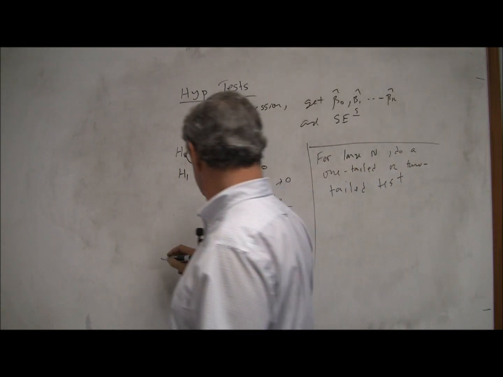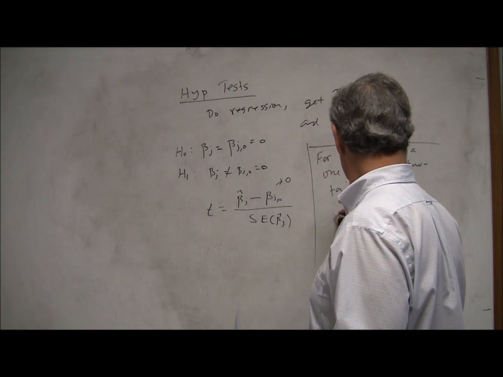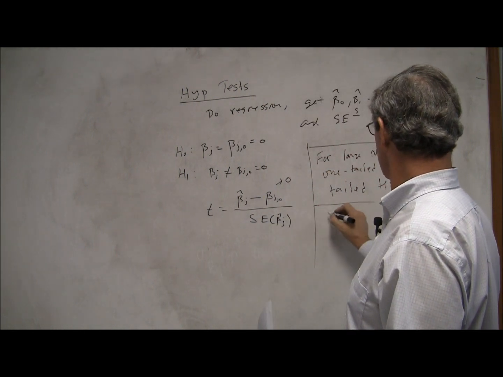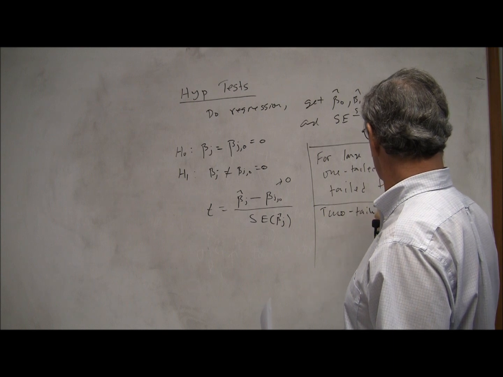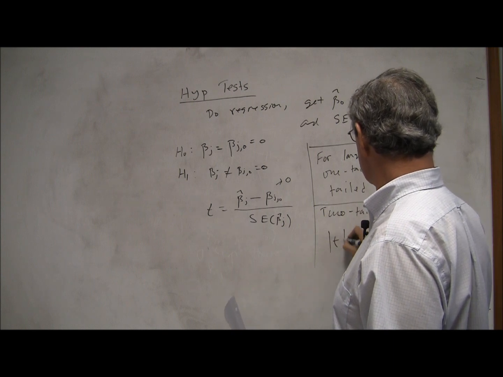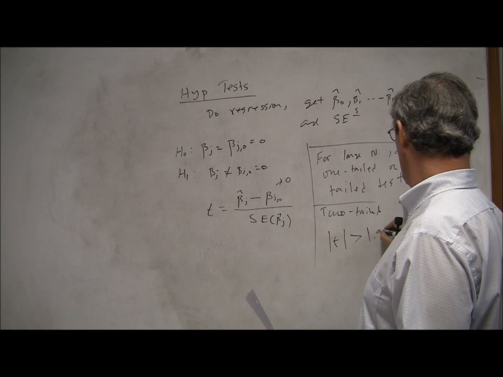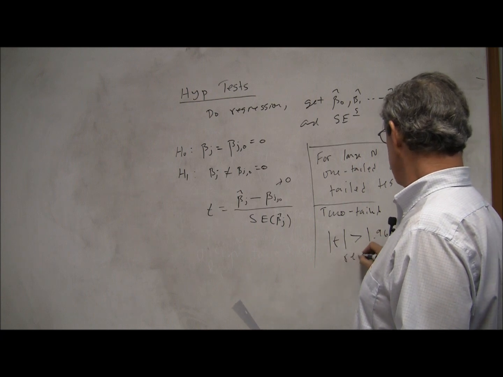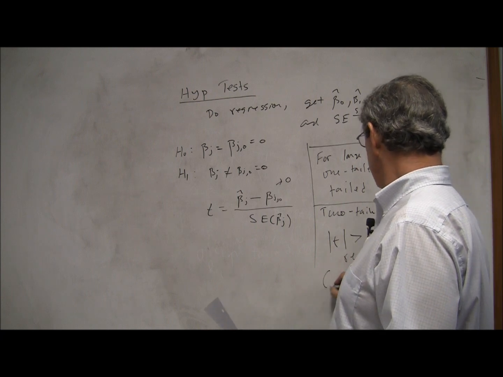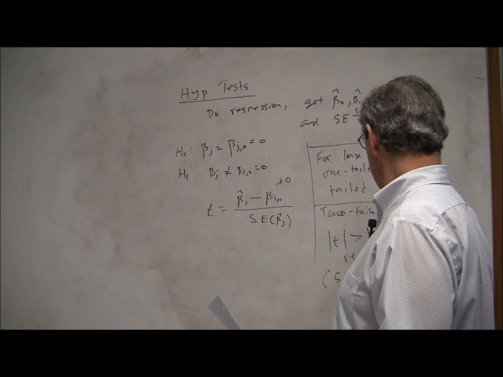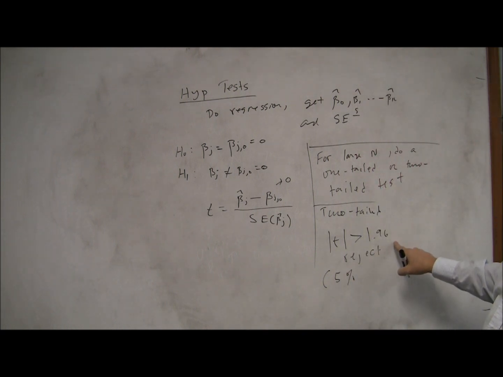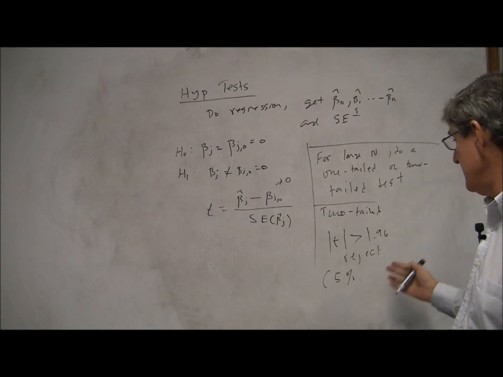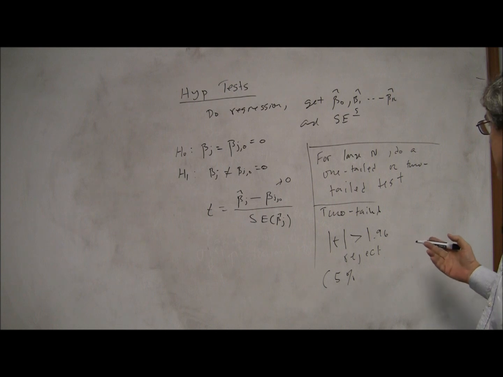And if, for the two-tailed, if the absolute value of t is greater than 1.96, you'd reject. And that's at a 5% level of significance. For a one-tailed test, this value is 1.64. But for a two-tailed test, it's going to be 1.96.